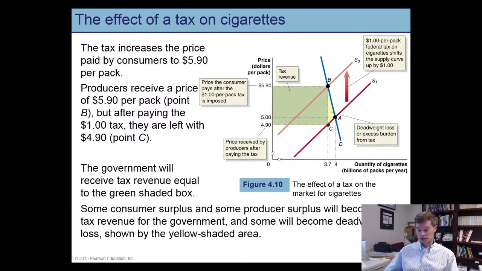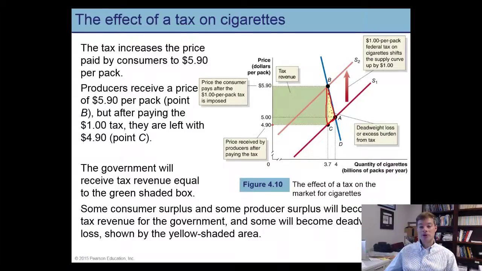The deadweight loss that's created is the lost economic surplus. It's equal to the area under the demand curve and above the supply curve for packs of cigarettes that had been supplied to the market and consumed in the market that are no longer consumed and supplied. It's equal to the yellow area in this graph. The green area is also an area that used to be either consumer surplus or producer surplus, but this area is no longer surplus anymore.